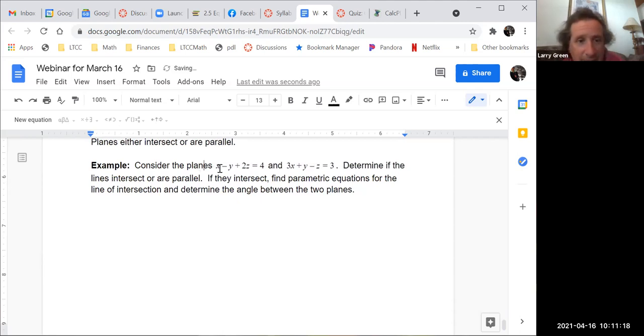So consider the planes x minus y plus 2z equals 4, and 2x plus y minus 3z equals 3. Do these planes, it shouldn't be lines, planes, intersect or are they parallel? If they intersect, find parametric equations for the line and the angle. So how do you tell if they intersect or if they're parallel? Or let me just put it this way. How do I know they're not parallel? Just by looking at it quickly.